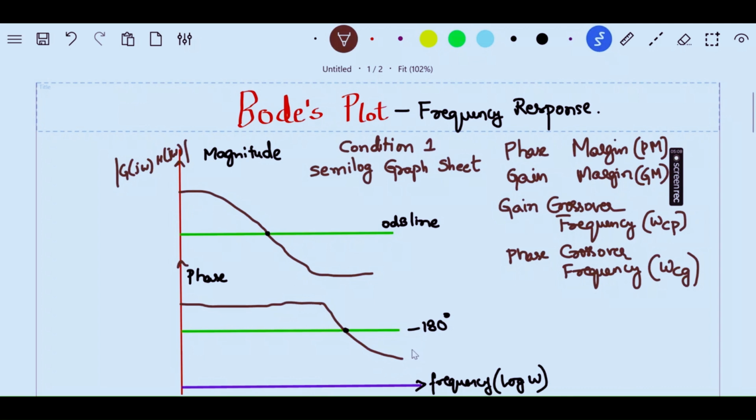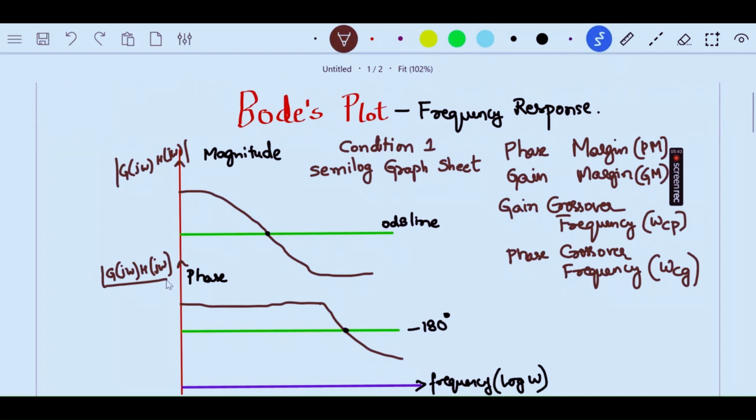Some problem or question will be given to you where you plot magnitude and phase, and consider that this would be the magnitude plot that you have got and this is the phase plot you have got. Phase means this angle of G(jω)H(jω). Once the magnitude and phase plots are obtained, you are going to put a dot at the place where the magnitude plot crosses the 0 dB line. This is the 0 dB meeting point of the magnitude plot.